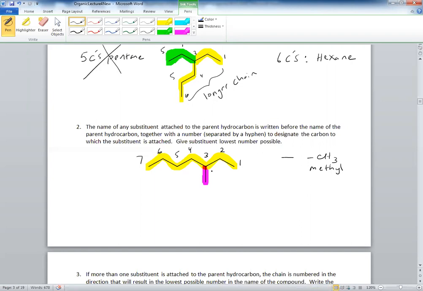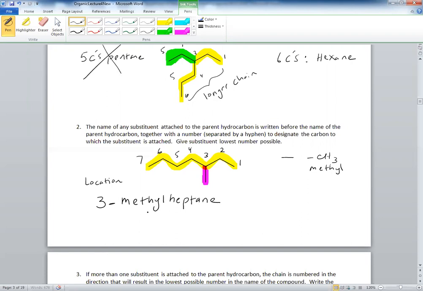This would be called now 3. That's the location. Sometimes we call it the locant. What substituent is this? Methyl. And this is 7, so it's heptane.